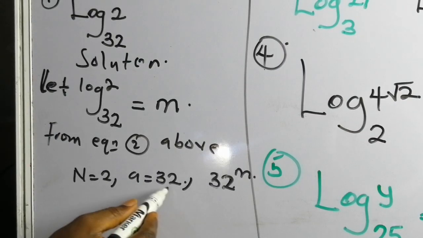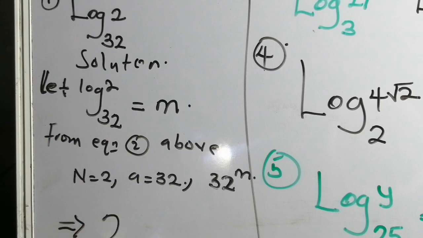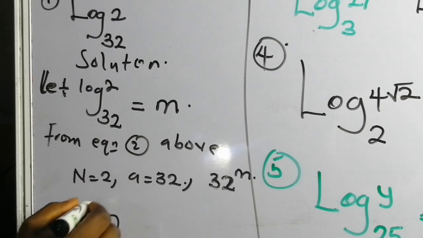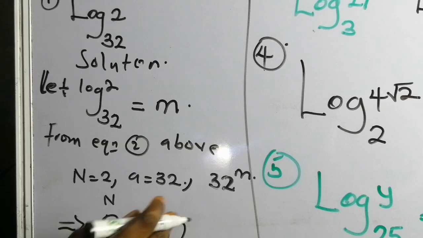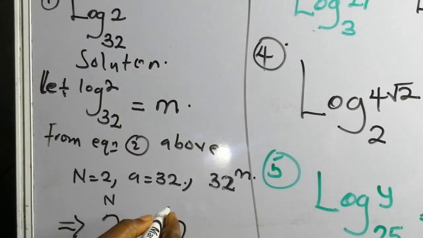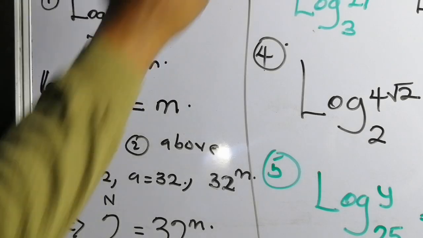What is my a? My a is 32, so that implies that I can now write 2, which is my n, equals, what is my a? 32. What is my y? My y in this case is M.